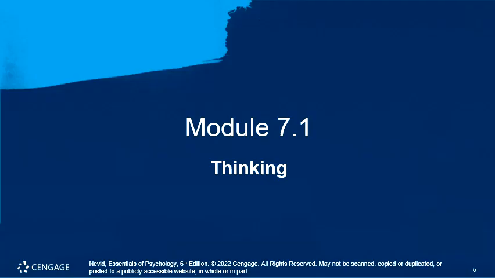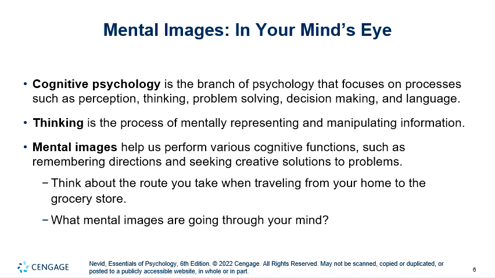Module 7.1 is going over thinking. So when we're talking about how we see things, or our mind's eye actually, we have to look at and recognize cognitive psychology. That's that part of psychology that looks specifically at how we perceive, the way we think, our ability to solve issues, times when we need to make decisions, as well as language.